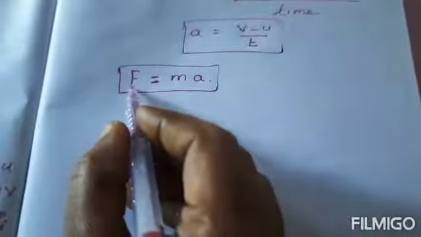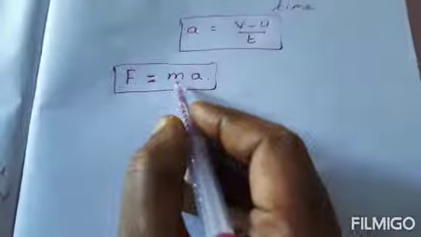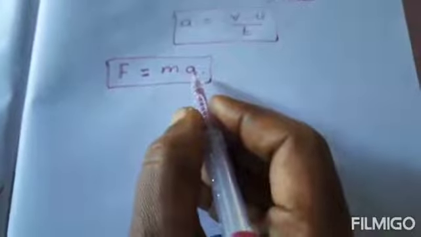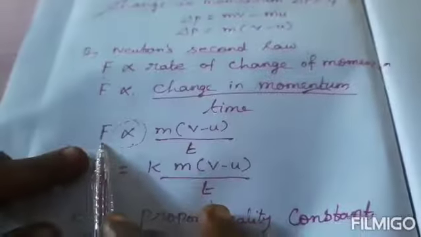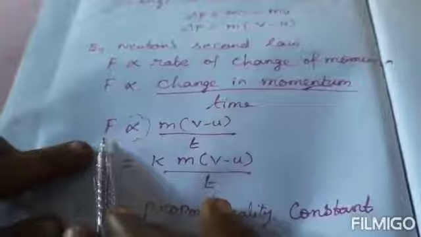Now F means what? Force, m mass, a acceleration. Okay, so from this formula itself we can learn Newton's second law of motion. Now we can learn, see, Newton's second law. We can learn the force acting on a body.